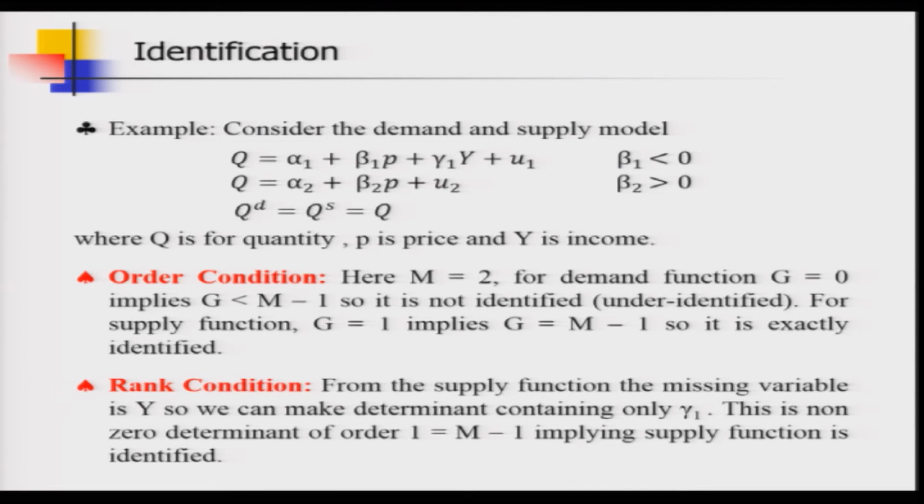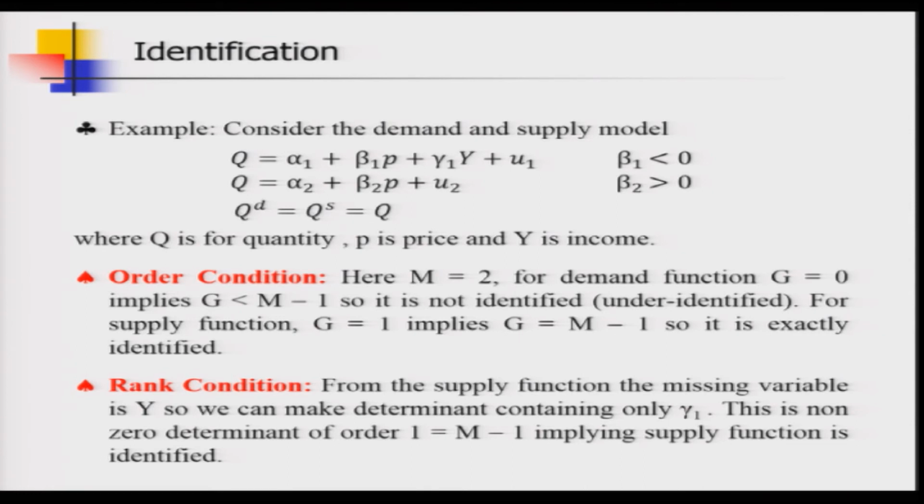You have the supply function, and here you see that I have a demand function which is defined over the market price and consumers' income, and then my supply function is defined over the market price only. And thirdly, I have this market equilibrium condition, which is QD equal to QS equal to Q. Okay. So, now let us revisit the order condition and the rank condition by looking at this system of equations.